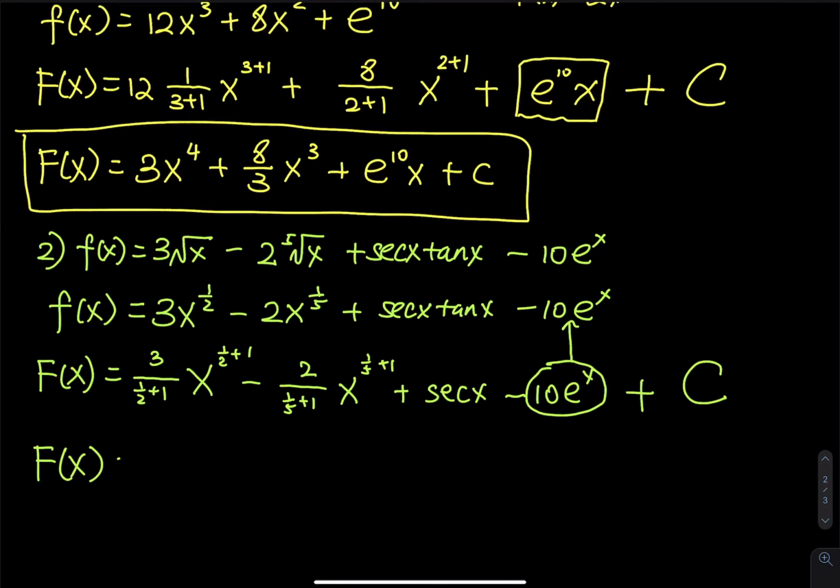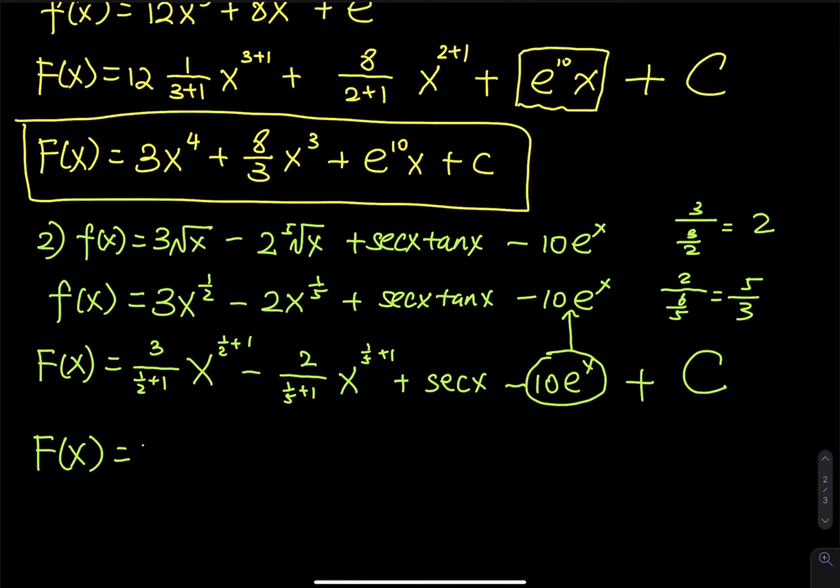So 1/2 plus 1 is, let's do the math right here, 3 over 2, right? So that is equal to 2. And then 2 divided by 6 over 5, you flip the 6 over 5, you flip the 5 back to the top, and then the 2 over 6 is just a 1/3, so that is equal to 5 over 3. So overall, you have 2x to the 3/2, and then minus 5 over 3, and then x to the 6 over 5, plus secant x, and then minus 10e to the x, and then plus c. This is your final answer.